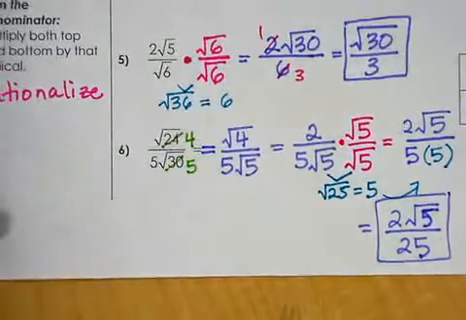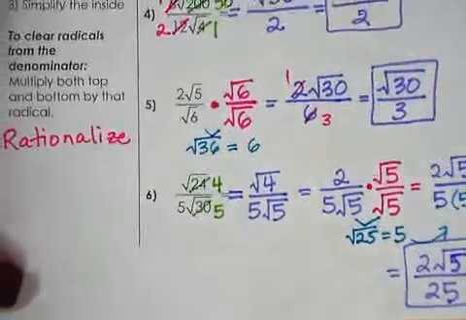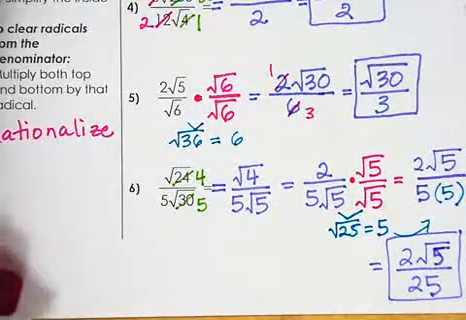Okay, so always try and reduce first, simplify first before you try and rationalize, but we never leave a radical in the denominator.